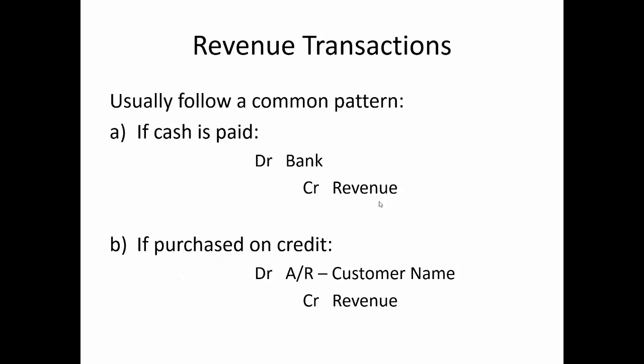Now, we should learn to look for certain patterns. It's really just adjusting the patterns and the things that we've been using so far, to include the new accounts as opposed to always doing it into capital. So, for instance, if we sell a service and cash is paid, then we are used to debiting bank, but instead of a general credit to capital, it's going to go to the appropriate revenue account. On the other hand, if that sale is made on credit, it really hasn't changed. It's still going to be an account receivable with whatever customer's name it is. And then again, we're going to credit the revenue account instead of capital.